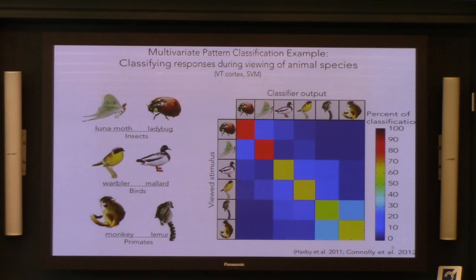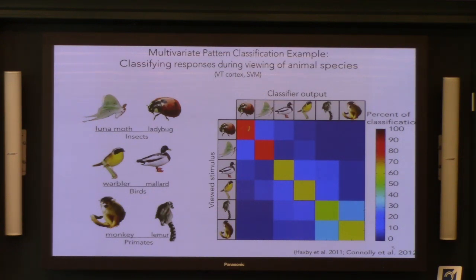So let's start here. These are some results from a couple of papers that we published about 6, 7 years ago. It was Andy Connolly's experiment. He had subjects looking at 6 different species of animal, 2 species of insect, 2 species of bird, and 2 species of primate. And we measured their brain activity. In this particular analysis, we looked at a region in ventral temporal cortex and looked at the patterns of response there and asked, could we tell which species they were looking at from the pattern of activity in the ventral visual pathway?